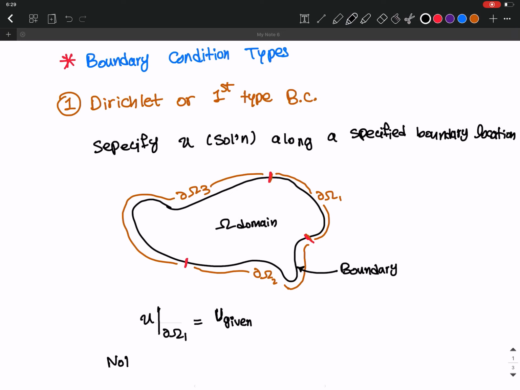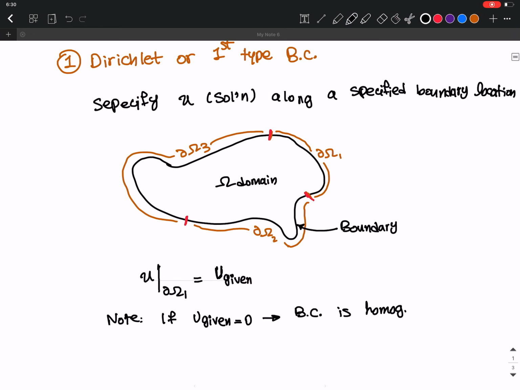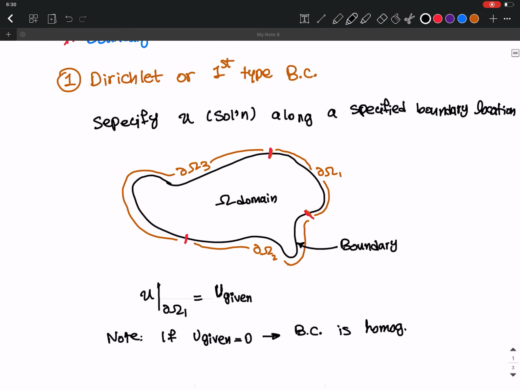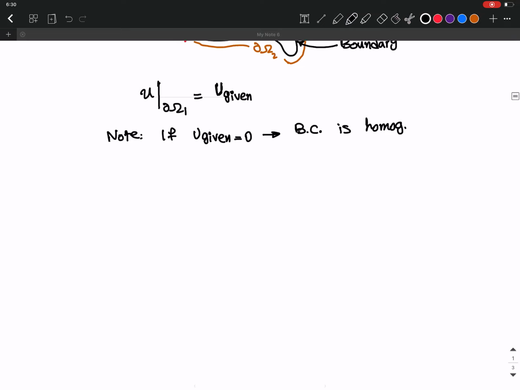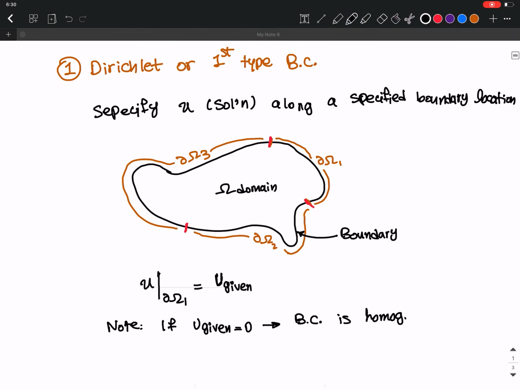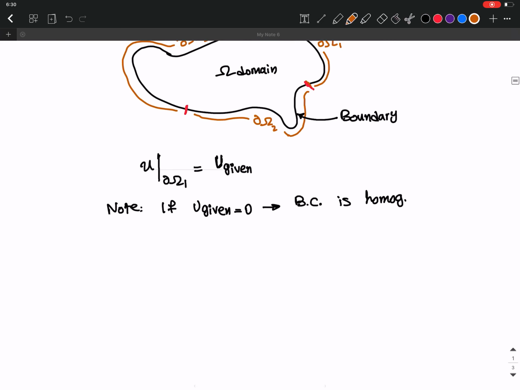Just one side note: if u given is 0, then we say that the boundary condition is homogeneous. Okay, so this is just nomenclature. So this was the first type of boundary condition, what we call the Dirichlet boundary condition. And now let's go to the second type.